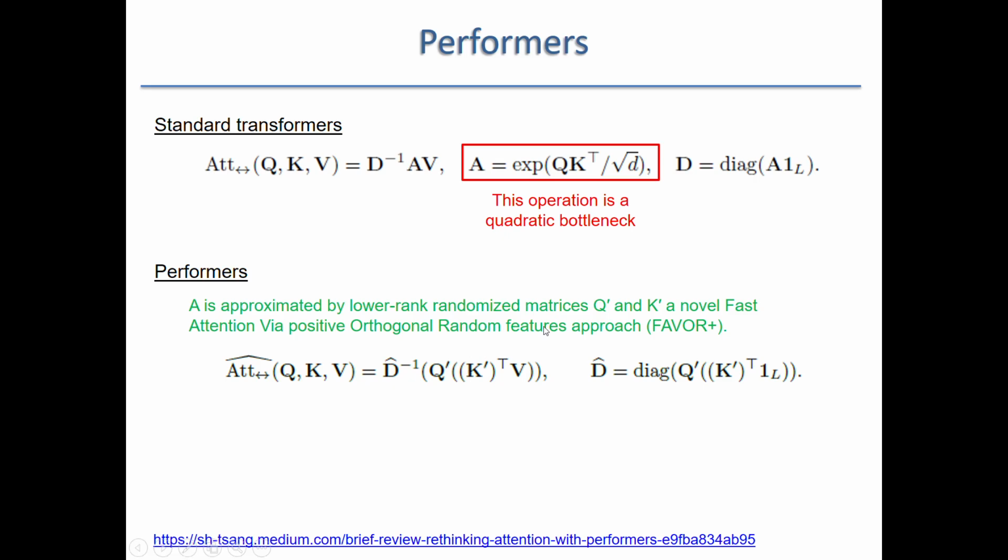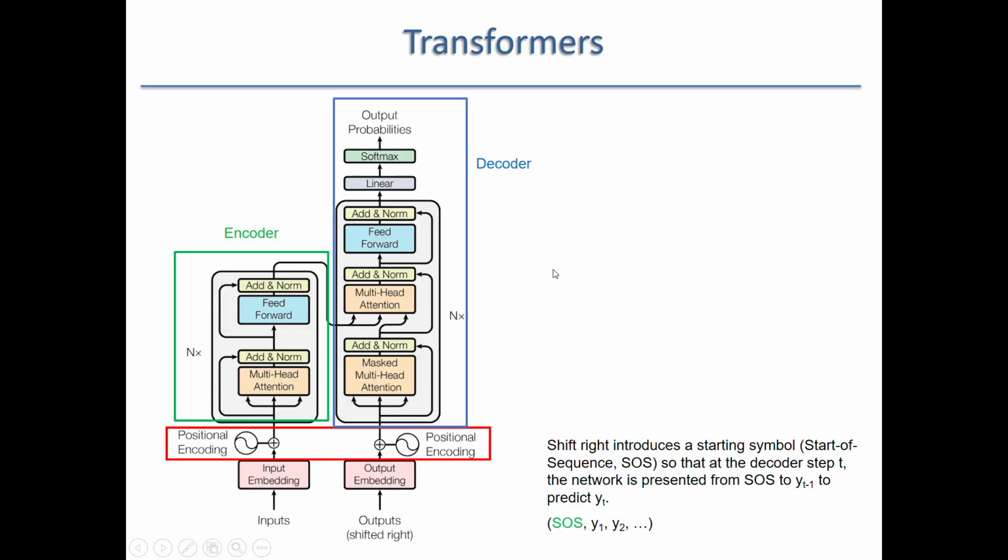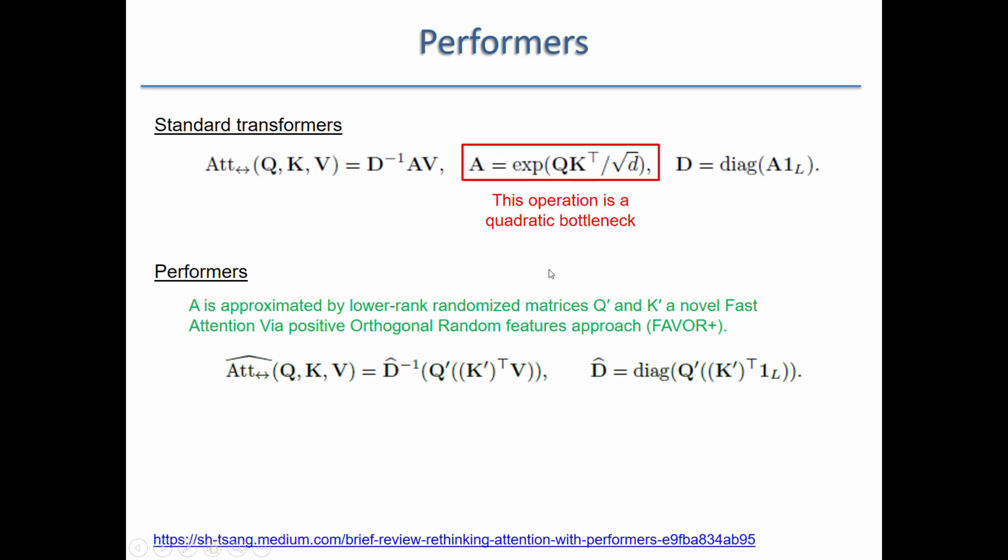So the trick here is somehow to compute lower rank randomized matrices. Instead of computing Q and full K, you compute some low rank matrices Q prime and K prime, and work with those matrices. This paper here describes how to do that, and that technique is called Performer. So this is all for self-attention, and see you in the next video that is about transformers.